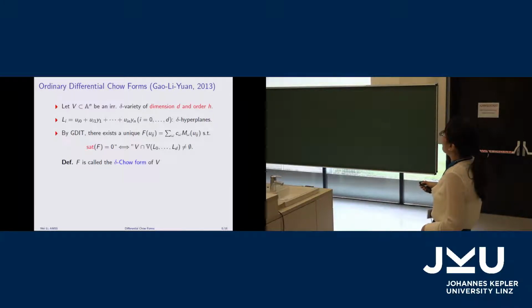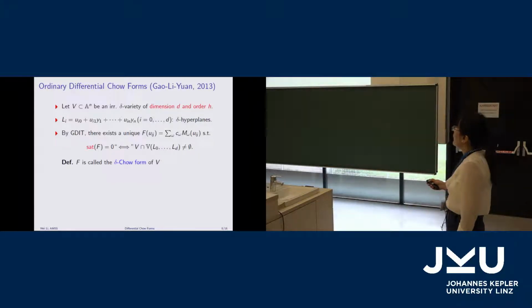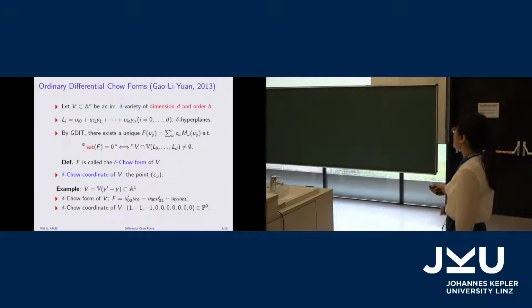And by this theorem, we can show that in the sense of Zariski closure, the condition is given by a general component of an irreducible differential variety. And we call this irreducible polynomial the differential Chow form of the variety. And the coefficient vector of the differential Chow form is defined as the differential Chow coordinate of the irreducible differential variety.